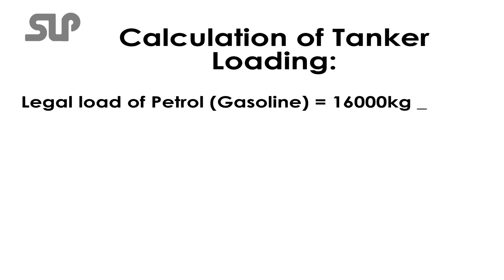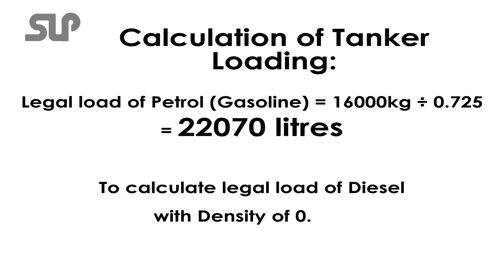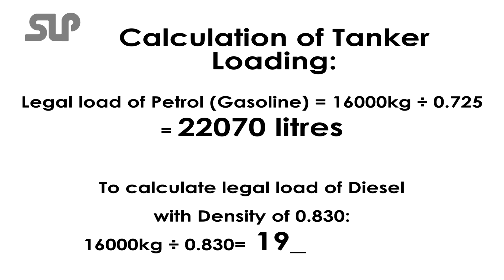For example, a petrol density of 0.725 is calculated as 22,070 litres of product, and a diesel density of 0.830 is worked out to be 19,277 litres.